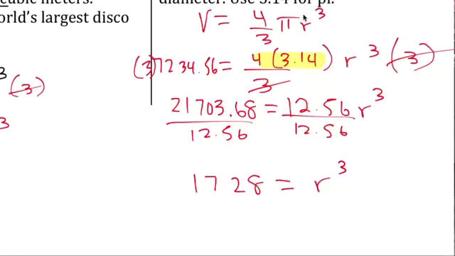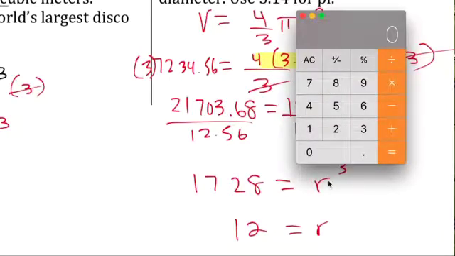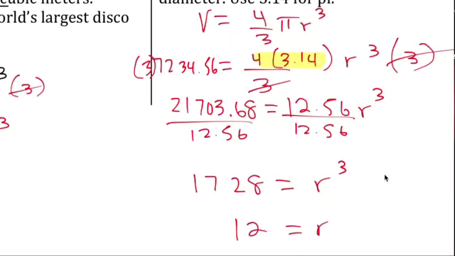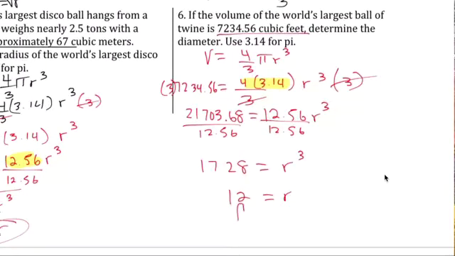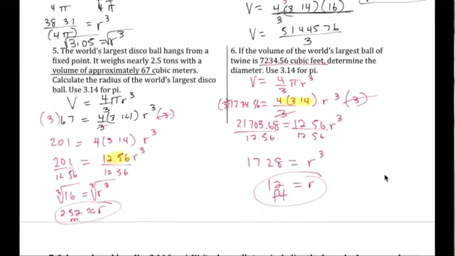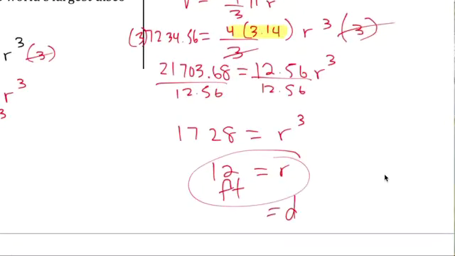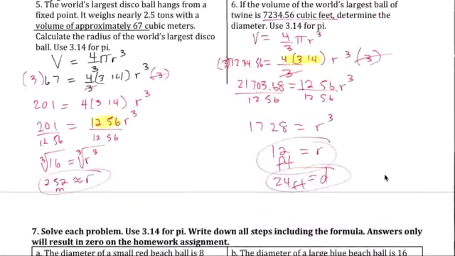For 1728, we get 12. If we multiply 12 three times, 12 times 12 times 12, we get that answer. So the radius is 12 feet. Okay, the diameter then is twice that, 24 feet. That's what we're looking for, the diameter.